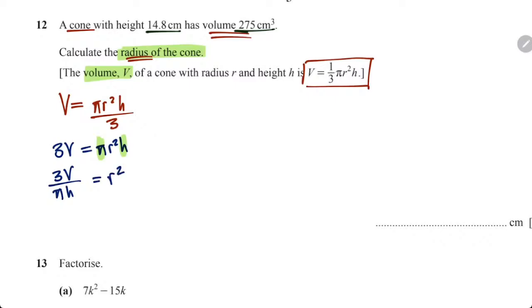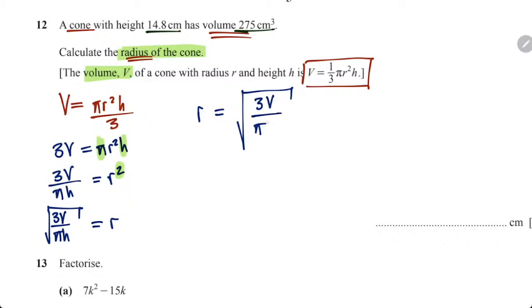You are doing step by step. You're not rushing. Then you take this power of 2 to the other side. It's always the last thing. When you take the power of 2 to the other side, it becomes a big square root. So you now say r is equal to the big square root of 3v over pi h.